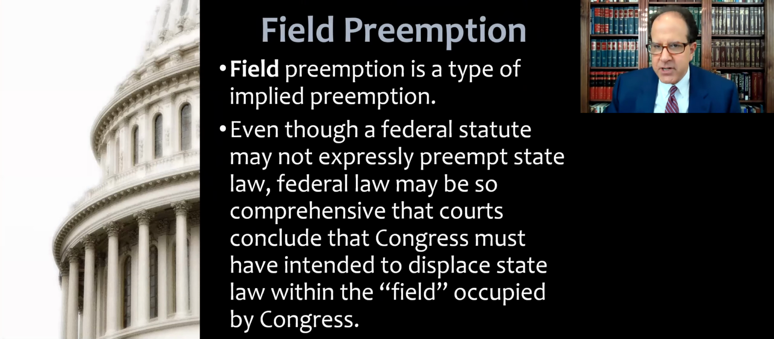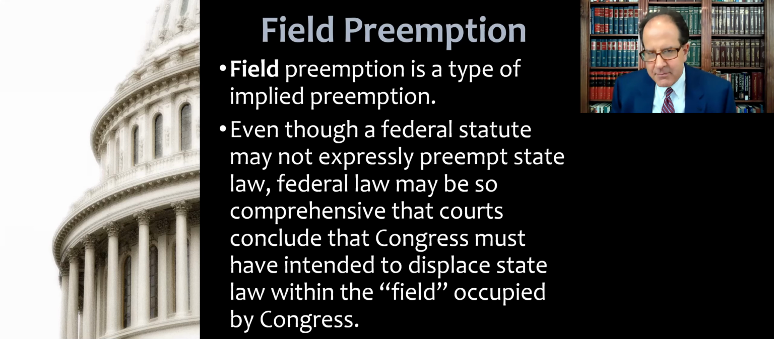So field preemption is the idea, all of these are types of implied preemption, that even though a federal statute does not expressly preempt state law, federal law may be so comprehensive in an area that courts conclude Congress must have intended to displace state law within that whole field occupied by Congress. In some of our national pollution laws, like the Clean Water Act or Clean Air Act, there's an argument to be made that maybe Congress has just occupied the field. They've regulated this so comprehensively from every different angle that there's really no room left for states to step in and add their own idiosyncratic state laws to it. So this is field preemption.